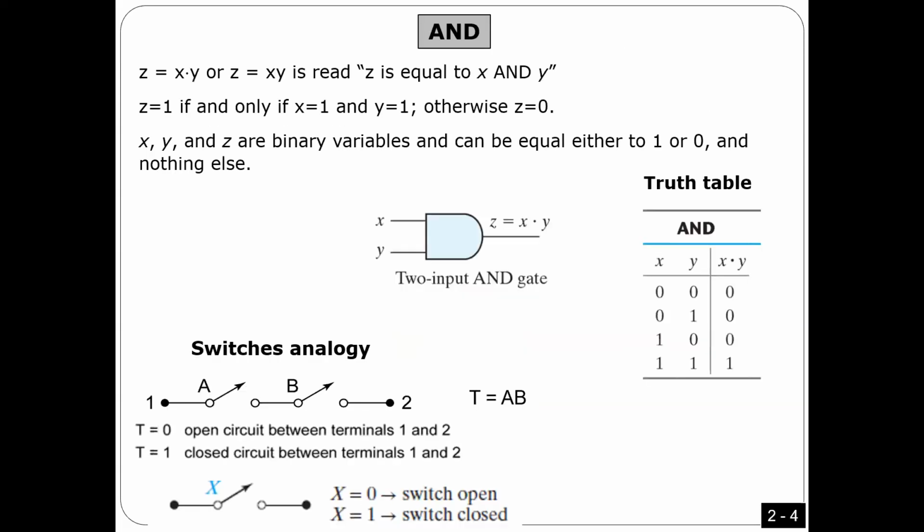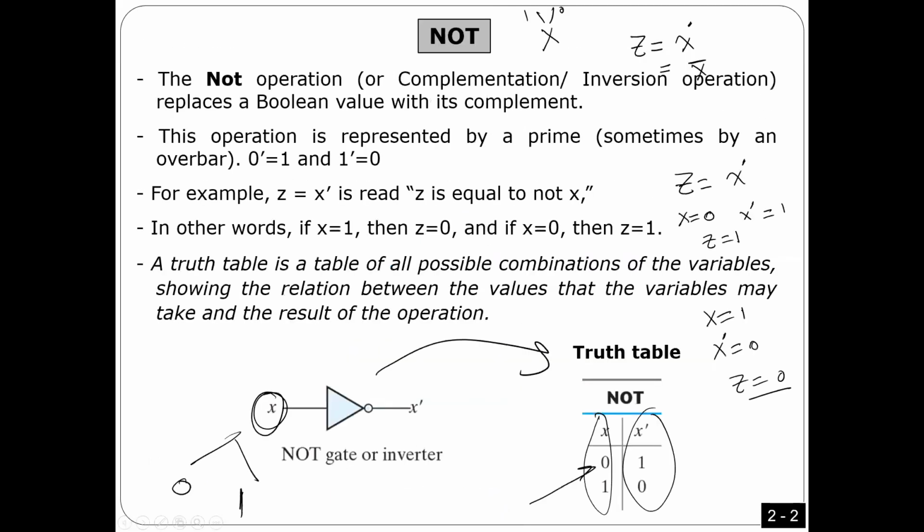Let's get one more gate, our next gate. This inverter always has only one input, and it has one output all the time. And this is how we draw it: you make a triangle this way, and then you put a bubble here.